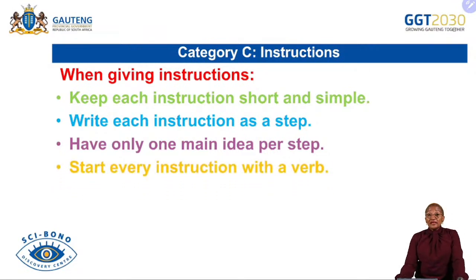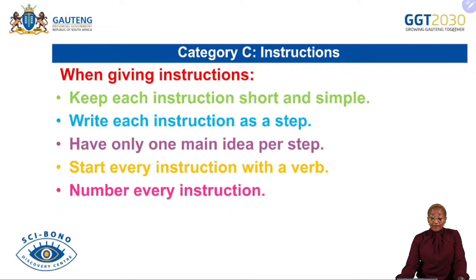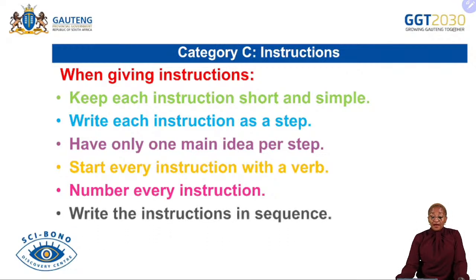And how will you make it a point that each and every step has only one idea? You've got to start each instruction with a verb. What is a verb? That's a doing word. So that on its own would tell what instruction a person needs to take. Number every instruction. That is very, very important. You've got to number it. Write the instructions in sequence.